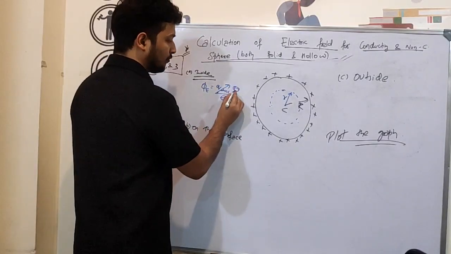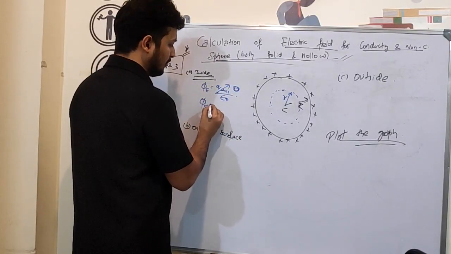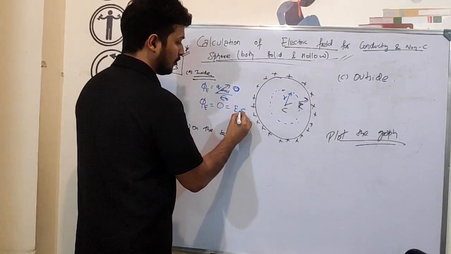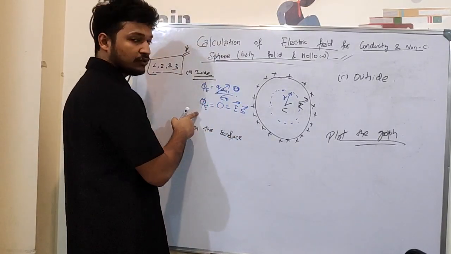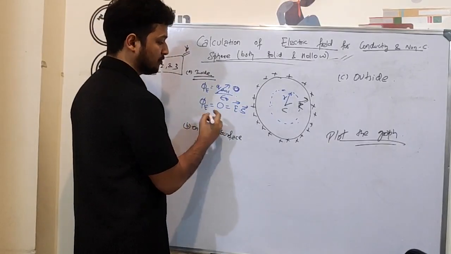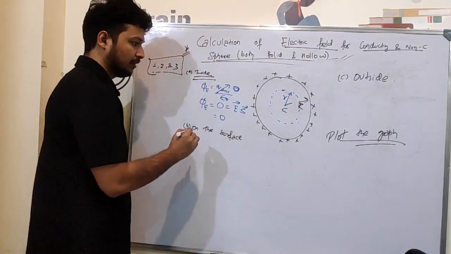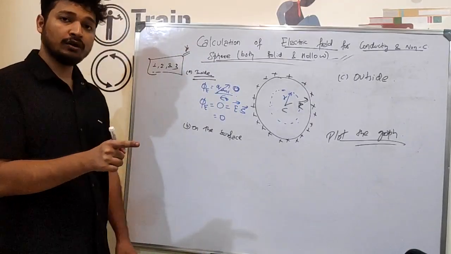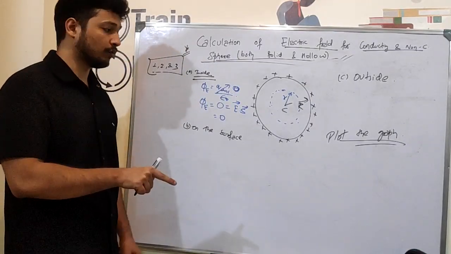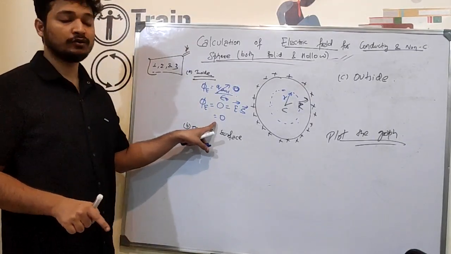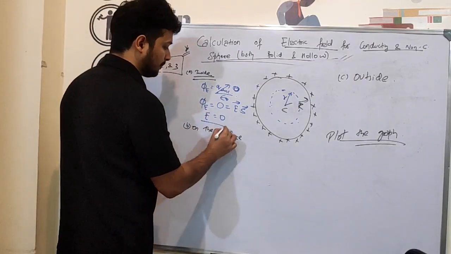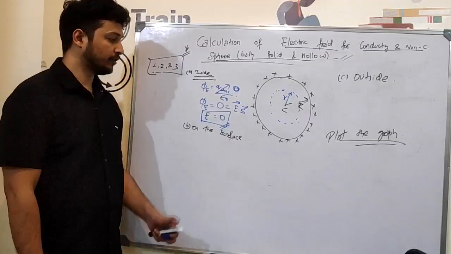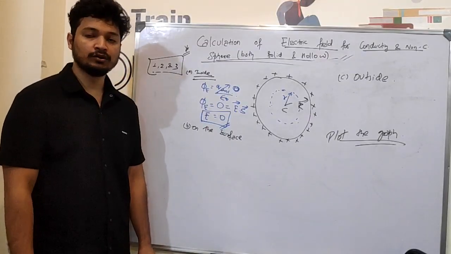And if the value of Q enclosed is 0, phi E will be equal to 0. And if phi E equals 0, that means E dot S, this is our definition of electric flux, will also be 0. That means inside the conducting sphere, solid, hollow, and non-conducting sphere, hollow, electric field we are always going to find to be equal to 0.